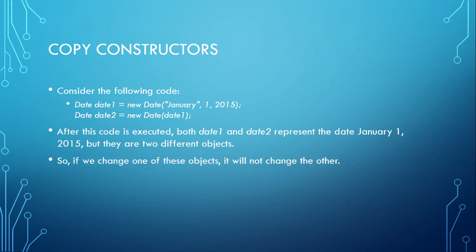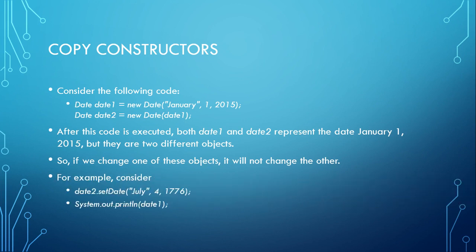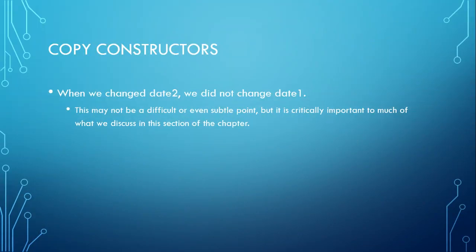And so what will happen is if we change one of those objects, it's not going to change the other. So for example, if I say date2.setDate July 4th, 1776, and then I do a System.out.println of date1, if you're expecting it to be July 4th, 1776, you're wrong, because it's actually going to remain as January 1st, 2015. Simply because I changed the value of date2, but I did not change the value of date1. So when we change date2, we did not change date1.